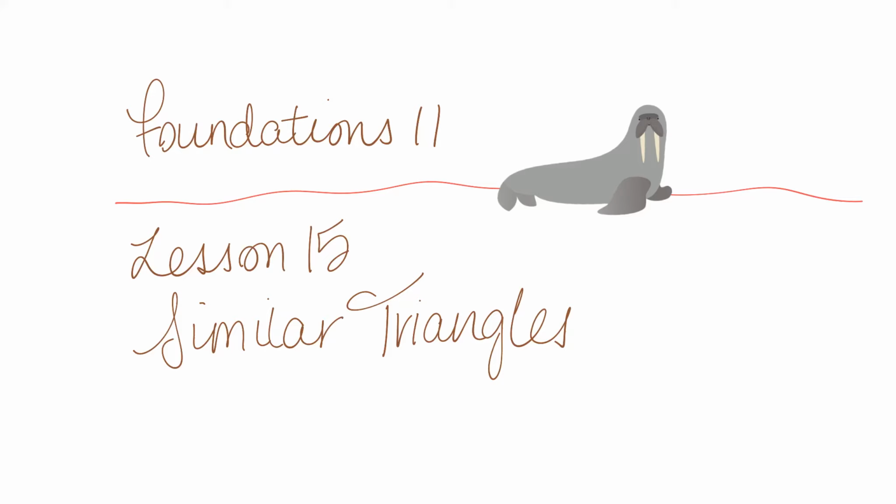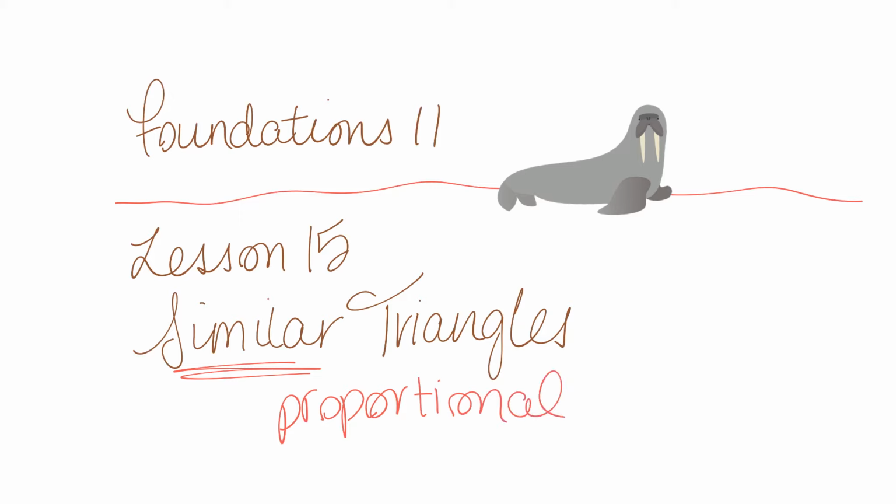Okay, we are going to discuss similar triangles. The word similar means they're almost the same, but not quite the same. And this is all going to be based on them being proportional. If something's proportional, it means you've got a small version and a larger version, but they have the same shape. They just have different sizes.